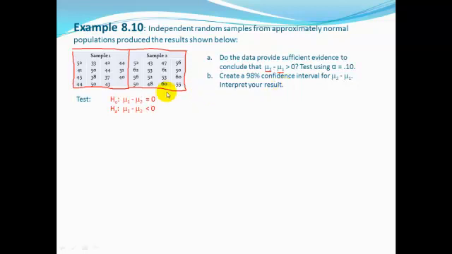Now, typically we write the null and the alternative in terms of mu1 minus mu2. So if we want to show that mu2 is bigger than mu1, isn't that the same thing as saying mu1 is less than mu2? And so that's how we're going to write it. And sometimes students get confused with the order, like which one's the first one, which one's the second one, how's that change the sign. But think of it this way.